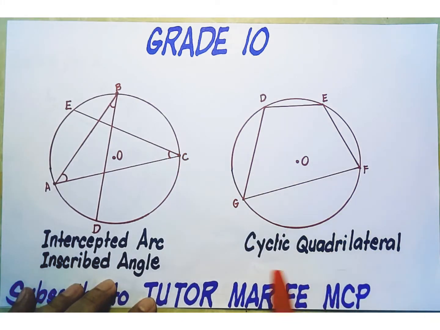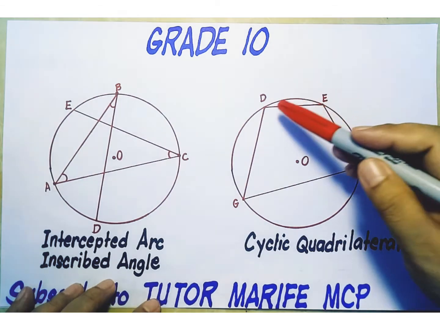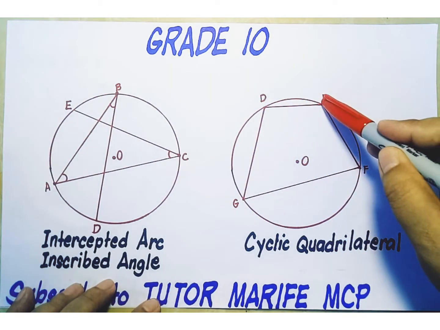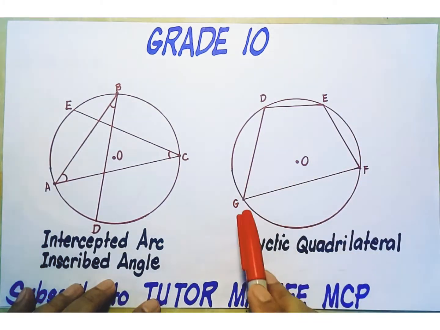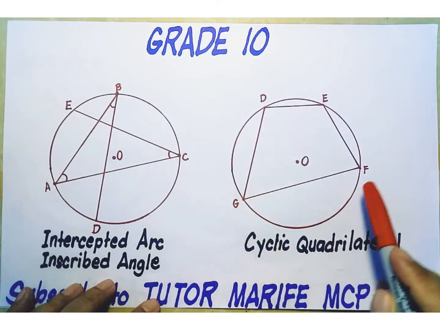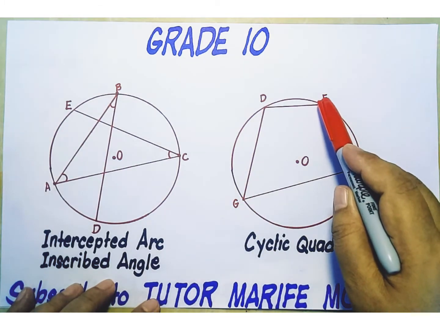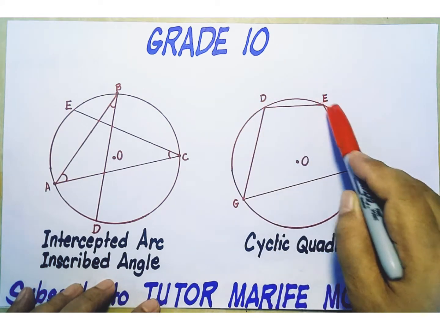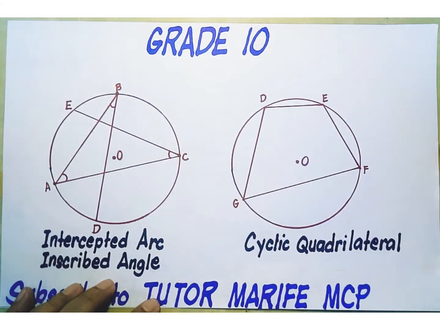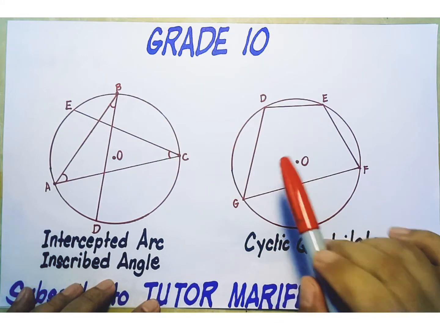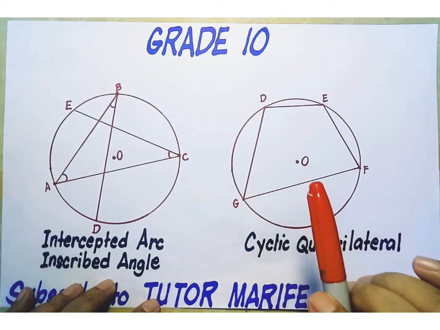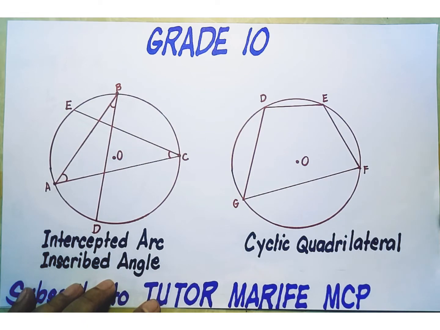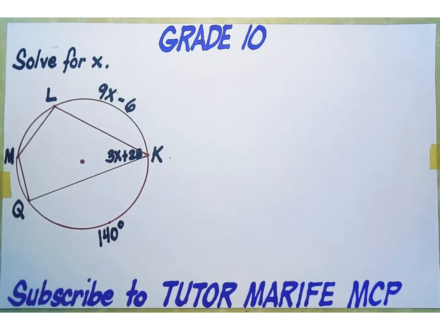Last term, cyclic quadrilateral. A cyclic quadrilateral is a special quadrilateral whose four vertices are on the circumference of the circle. These are the vertices of quadrilateral DEFG. They all lie on the circumference of circle O. Therefore, the special name for this quadrilateral is cyclic quadrilateral. Okay, let's proceed to the problem.